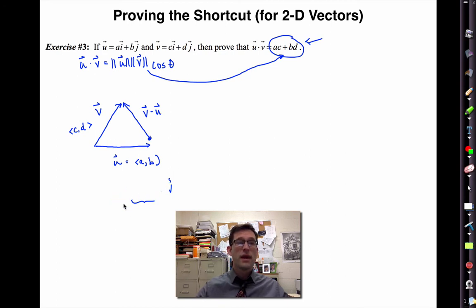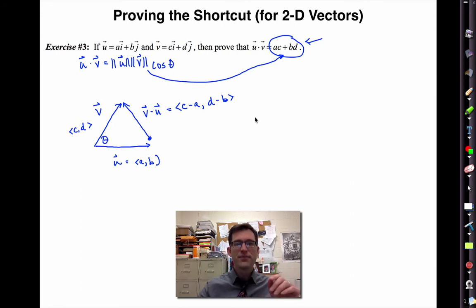All right. Now, the beautiful thing is, because I've got u and v in component form, I can also say what this is. This is just c minus a and d minus b. Fair enough? And this is theta. That's the angle in my dot product.